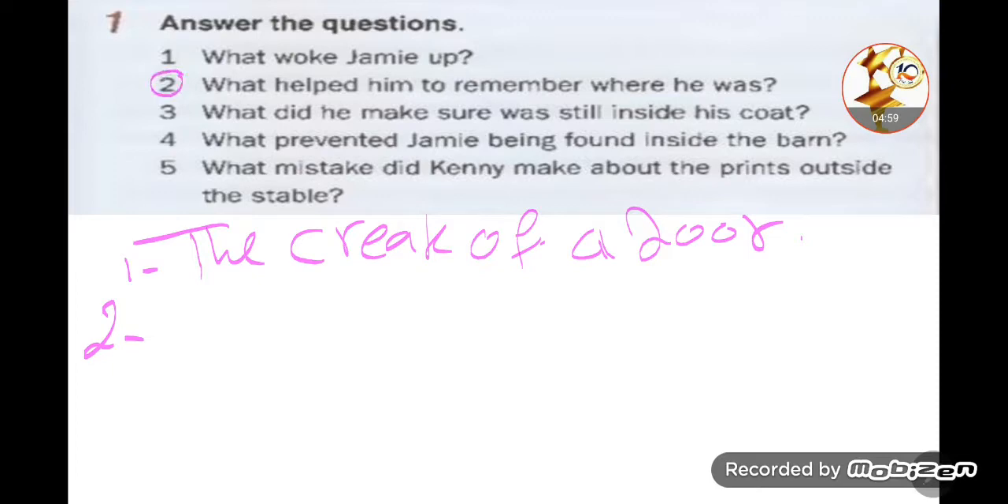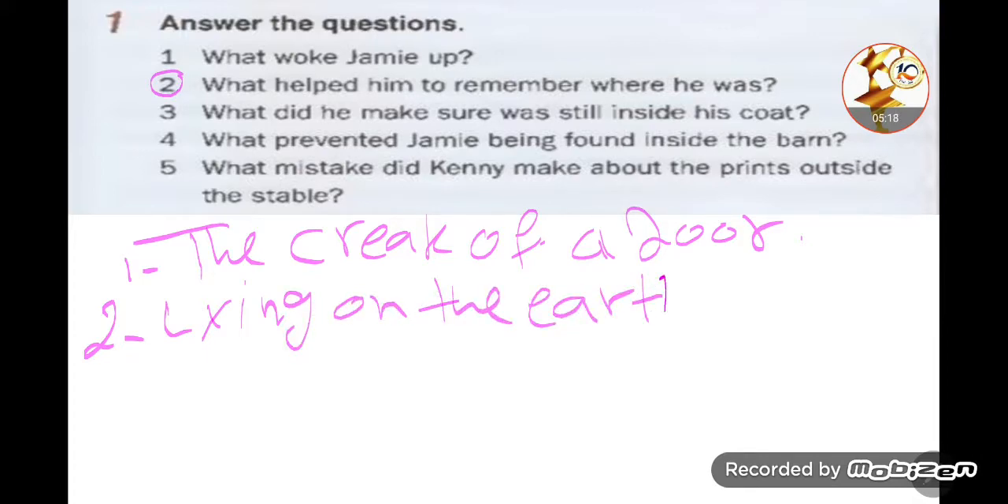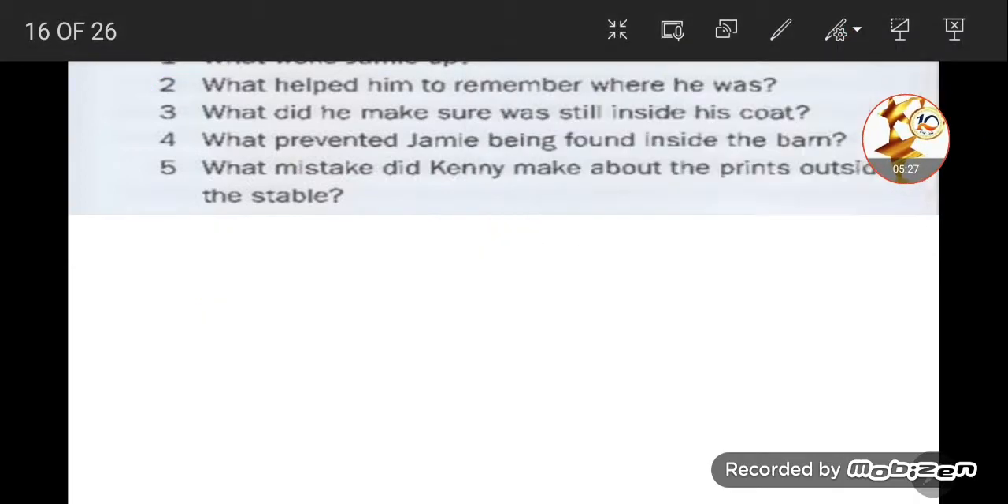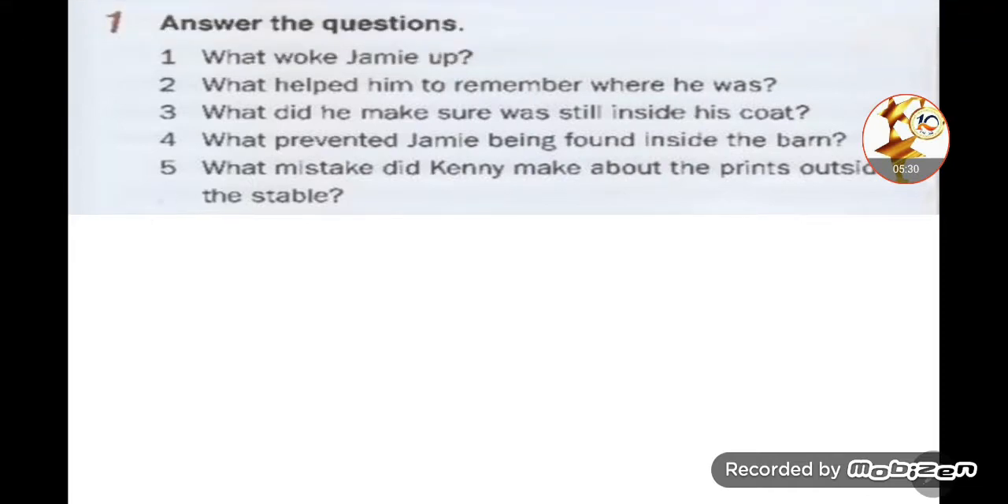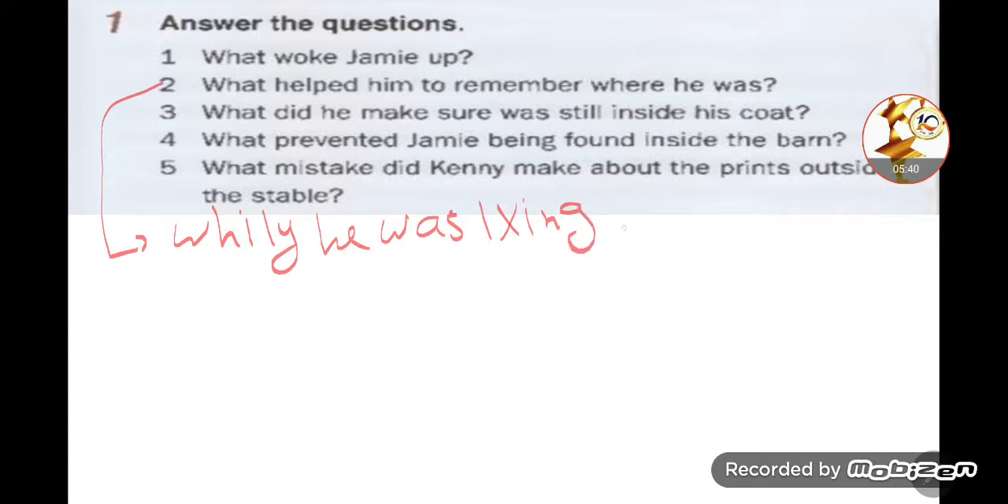Now let's move to number 2. It asks: what helped him to remember where he was? Of course, when he was lying down on the earthy floor, what did he feel? Let me arrange these for you. We can answer briefly, or we can answer by saying: while he was lying on the earth floor.